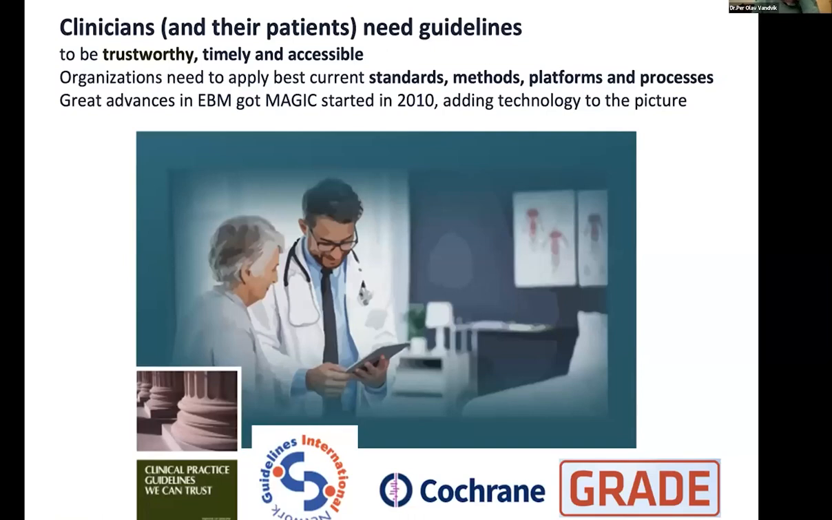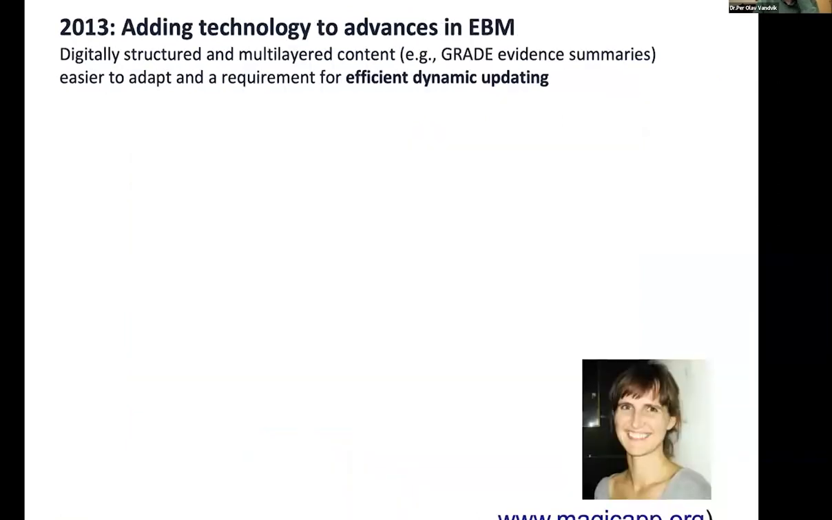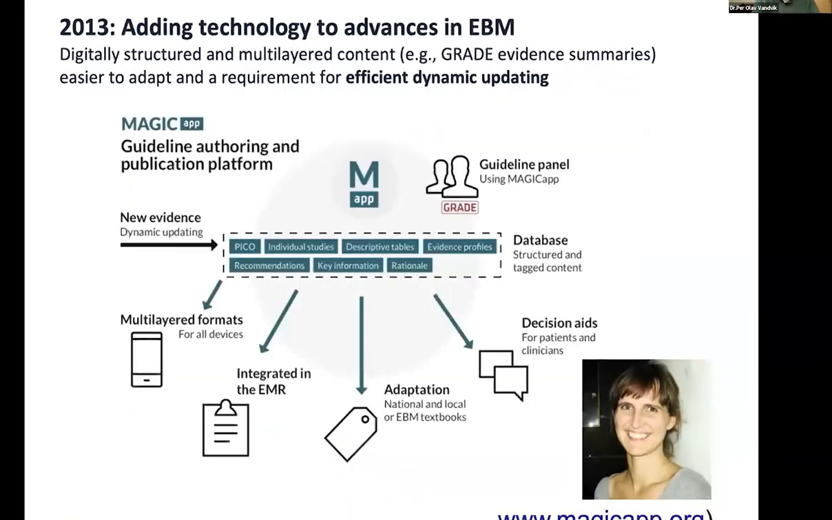And this is where MAGIC started, in 2010, together with our mentor Gordon Guyatt and other colleagues. We thought hard about how we could make use of technology and platforms to enhance these guidelines. And this is just a picture of one platform. It's our MAGIC Authoring and Publication platform, MAGICapp, where now an increasing number of organizations go online and create the entire guideline in a structured format, from PICO questions to GRADE evidence summaries to recommendations in a database.